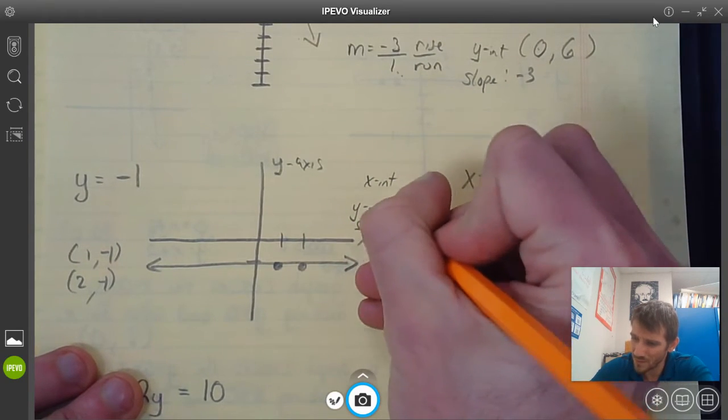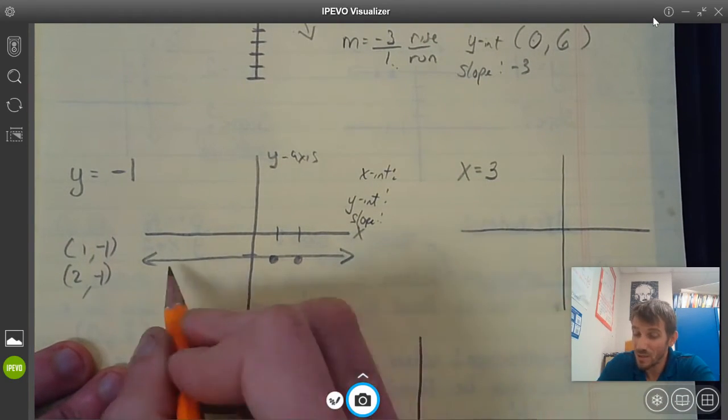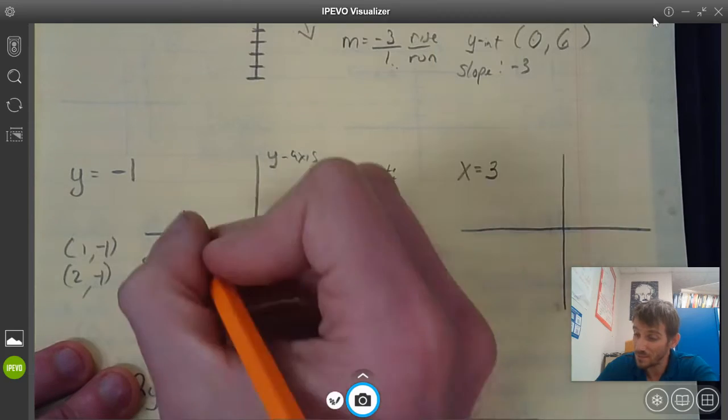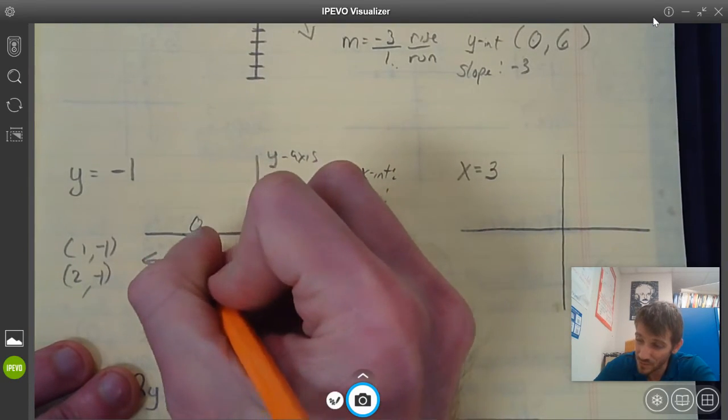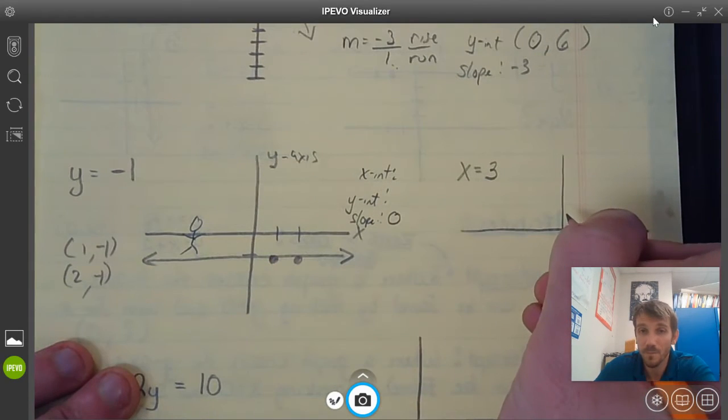Well, what do we know about our slope on a horizontal line? We can walk on it. We're not going up or down any. Remember the little man we drew earlier? There he is again. We can walk on it, so the slope is 0.